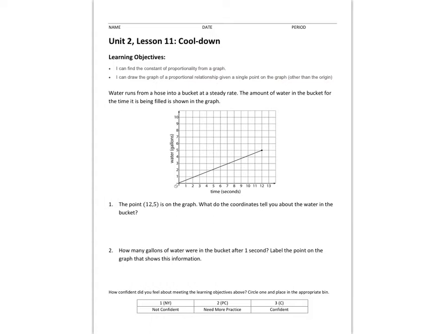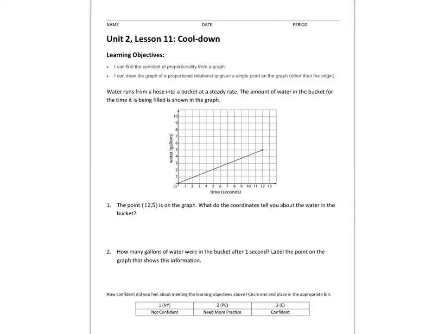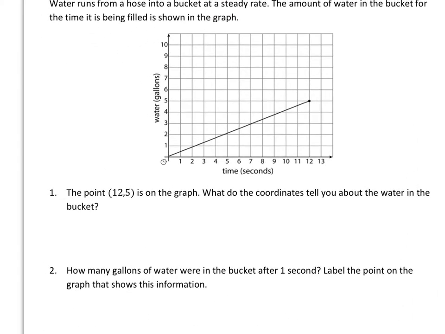Question 1 says the point (12, 5) is on the graph. What do the coordinates tell you about the water in the bucket? So if we take a closer look, we can see (12, 5) is this point on the graph right here. That shows us that on the x-axis it is at 12, and on the y-axis it is at 5. Now the x-axis is talking about time in seconds, and the y-axis is talking about the gallons of water.